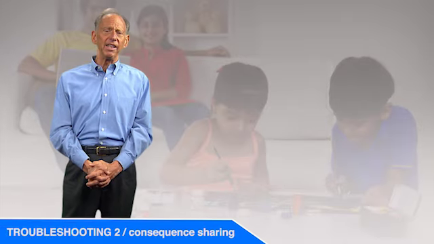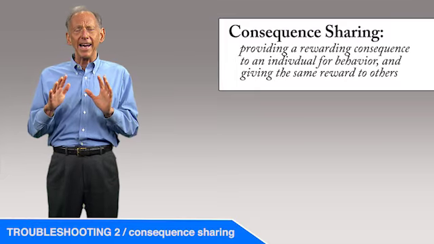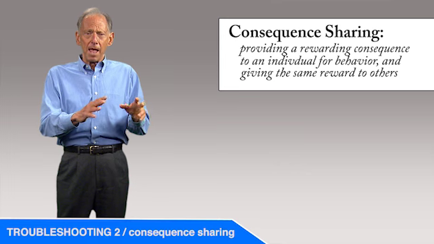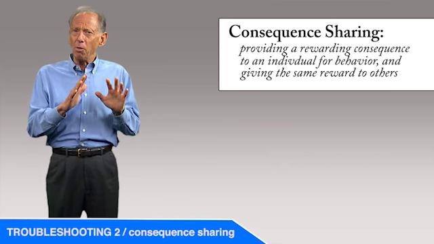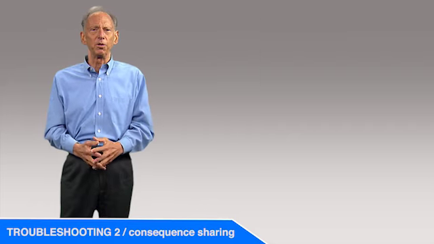Another jumpstarting technique is called consequence sharing. And this helps increase the effectiveness of a program that isn't working too well. Consequence sharing refers to providing a rewarding consequence to the individual for his or her behavior, but also giving that same reward to others as well. Here's a common use of consequence sharing.